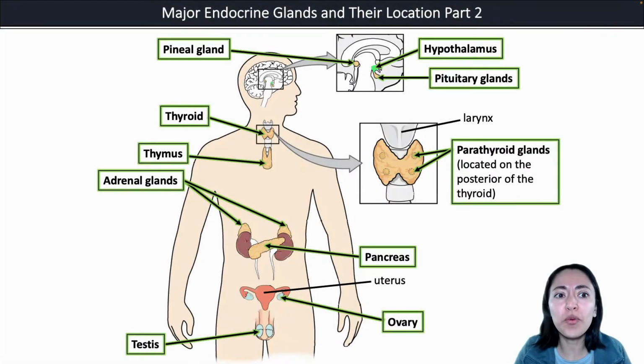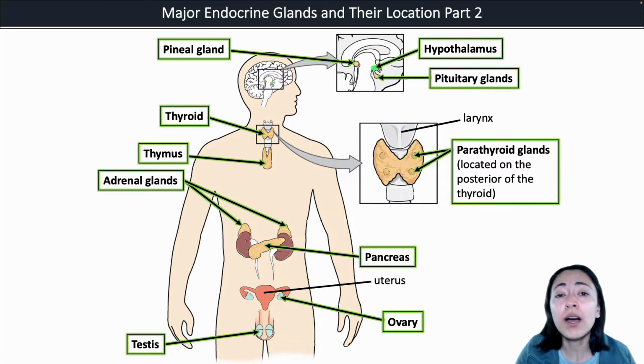In this video, we'll be looking at some of the major endocrine glands in your body. This will include looking at the hormones they make, their location in your body, and I'll give you some tips on how to identify these endocrine glands under the microscope.